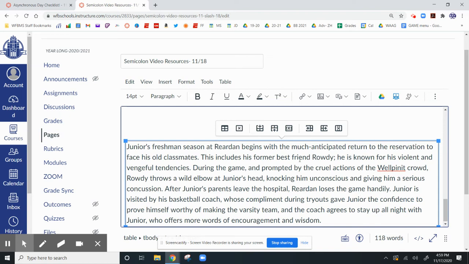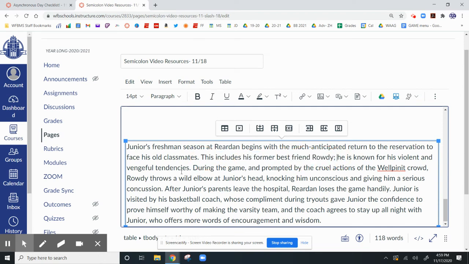This includes his former best friend, Rowdy. That's a complete sentence. He is known for his violent and vengeful tendencies. That's also a complete sentence. I've got this, which is referring to the return. Includes is my verb. What does it include? Rowdy. So this is a complete sentence.